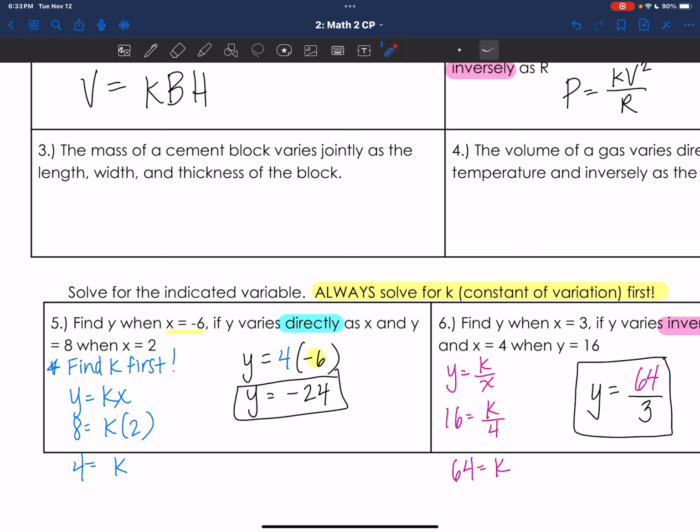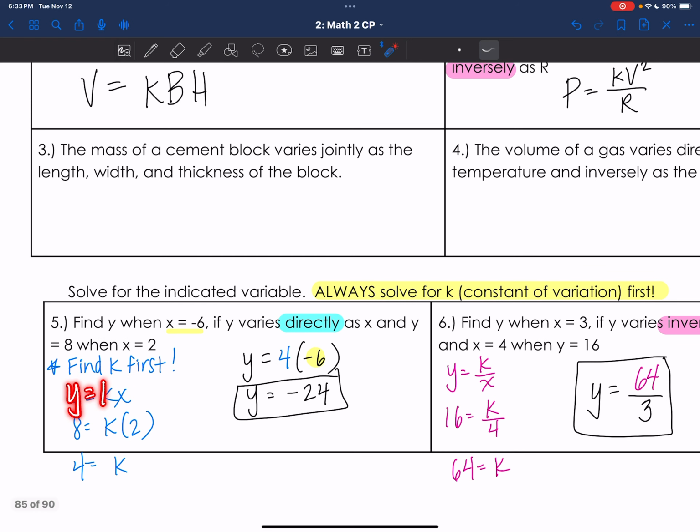To do that, let's write our y equals kx. And we know that as x and y, 8 is right here, that's your y. And then x we said is 2, and that's your 2. So we're solving for k, divide both sides by 2, k equals 4.